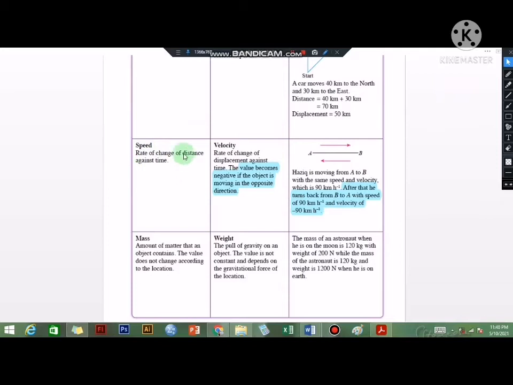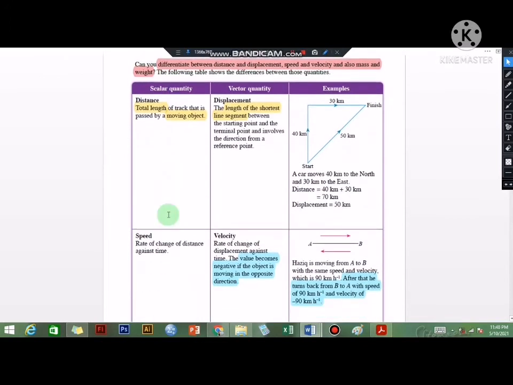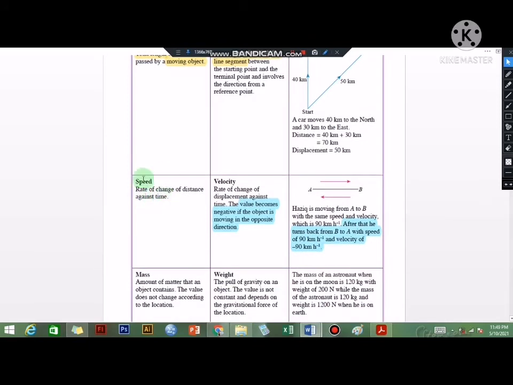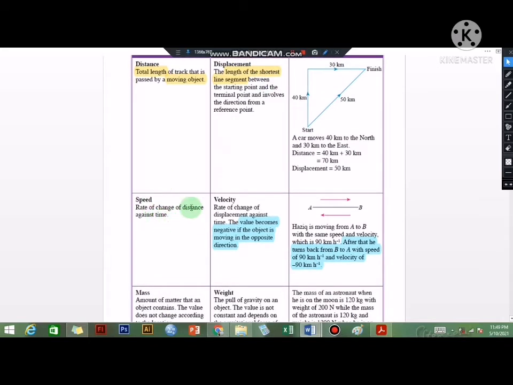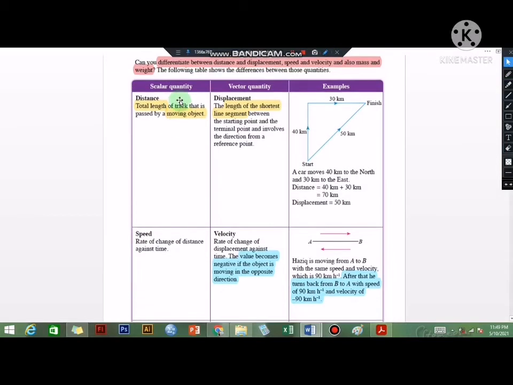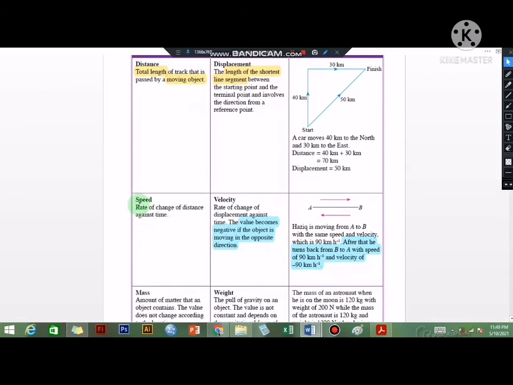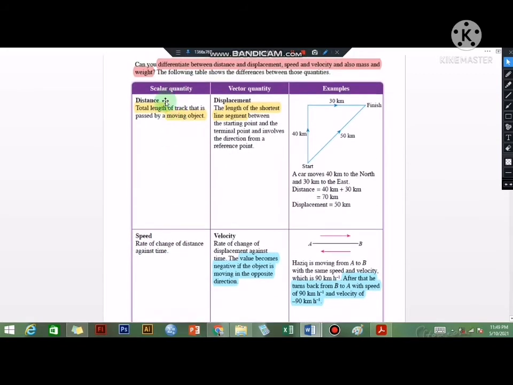Now class, let's look at the next example. Speed is considered as a scalar quantity. Let's look at the definition of speed. Speed is the rate of change of distance against time. From here you already know that the formula involves distance. Before this you already know that distance is a scalar quantity. So speed is also considered as a scalar quantity.